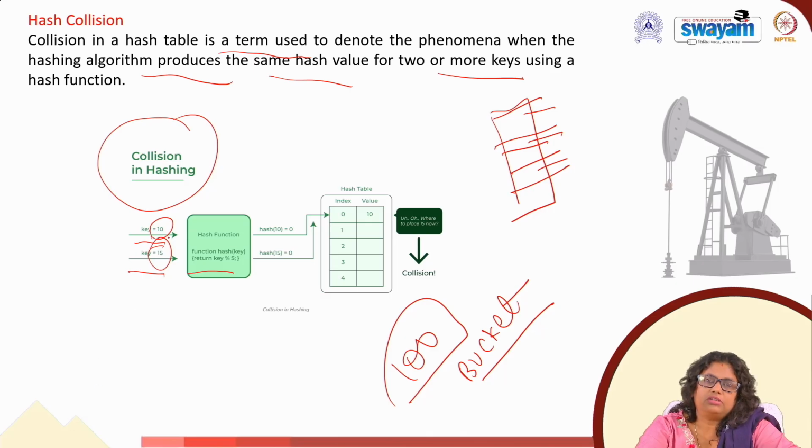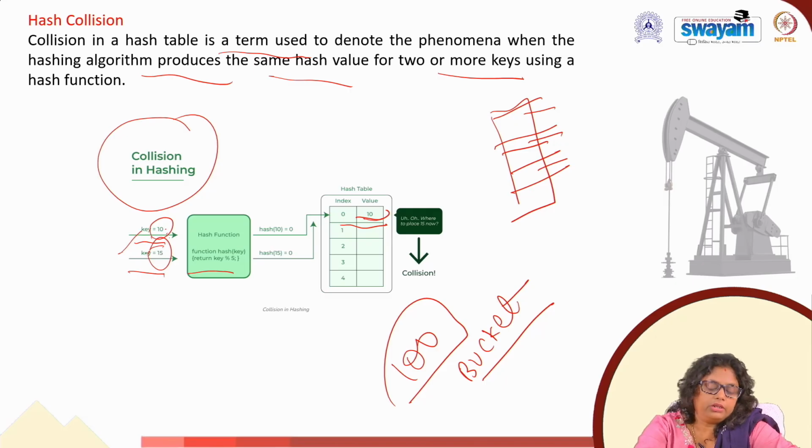Now once it returns 0, and I have a bucket size of 5, position 0 is already occupied by 10. So the first key I used is 10. It does the mathematical operation, that is the division, and it takes index position 0, and the key value will be put here like a dictionary.